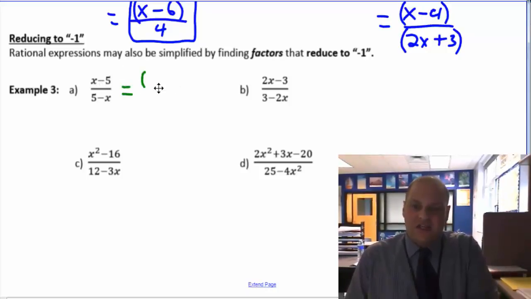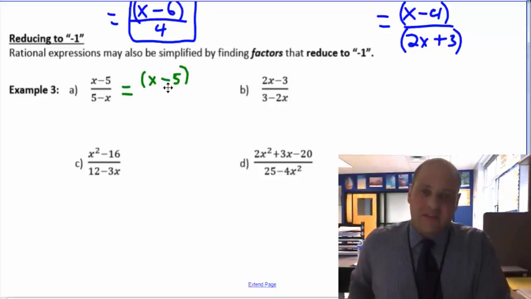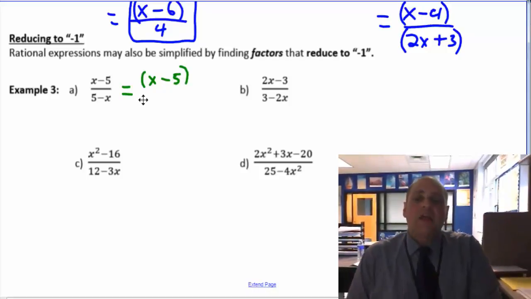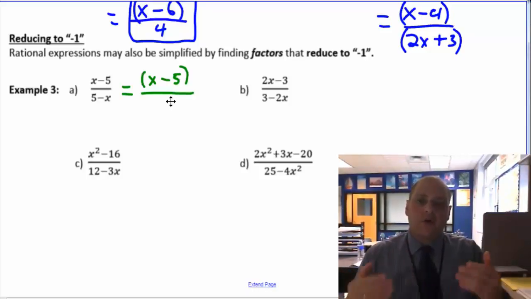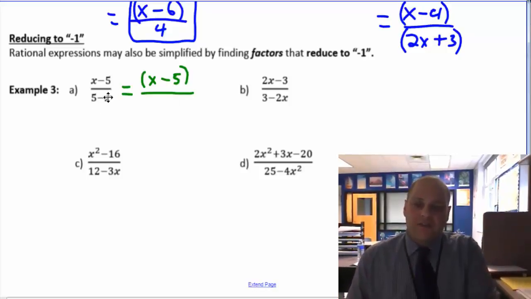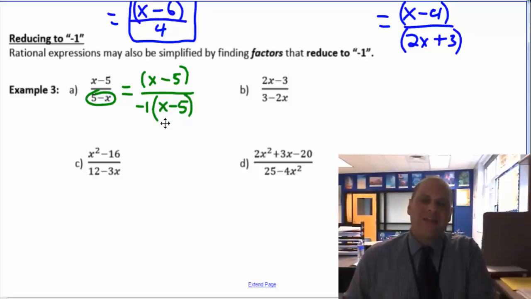x minus 5 is just x minus 5. We're going to keep that the way it is. Now, 5 minus x is not exactly the same as x minus 5, but what you can do is factor out a negative 1. Factoring out a negative 1 just changes the sign of everything in the binomial. So I can rewrite this as negative 1 times x minus 5. Now let's see why that works.